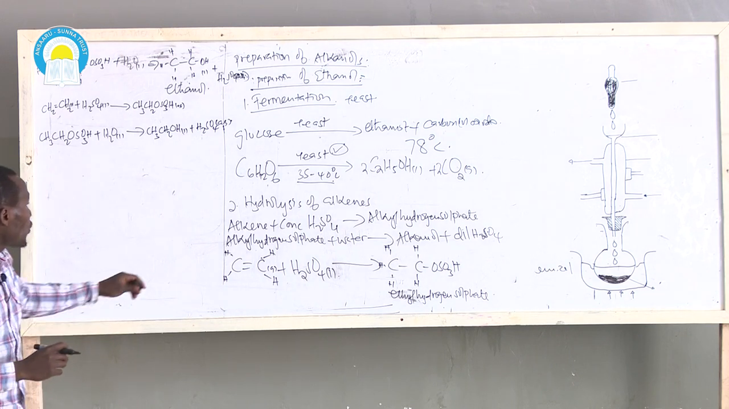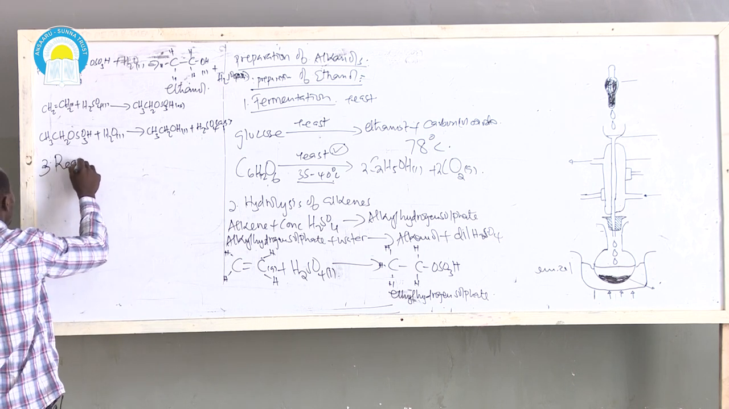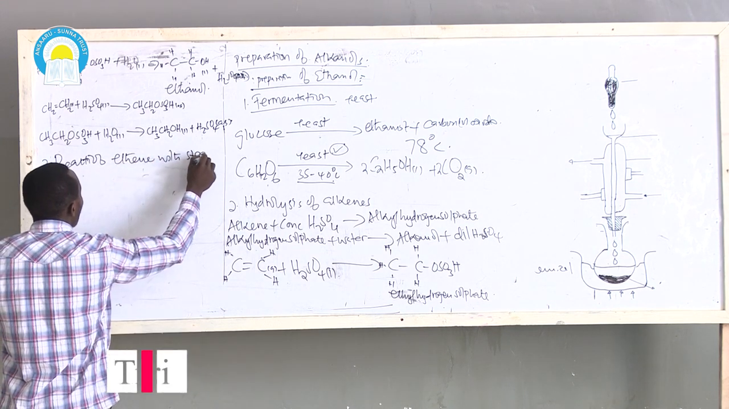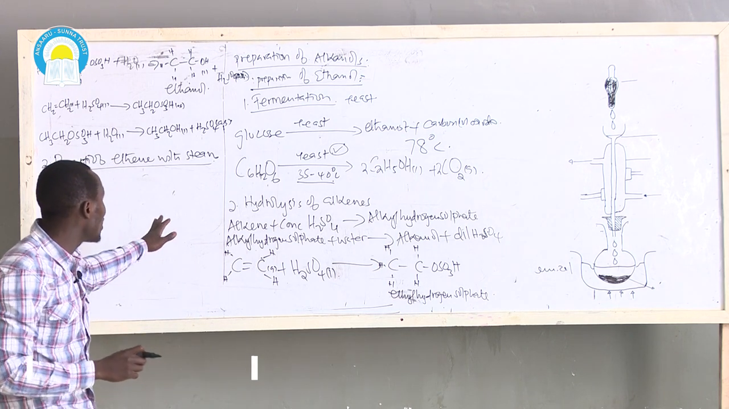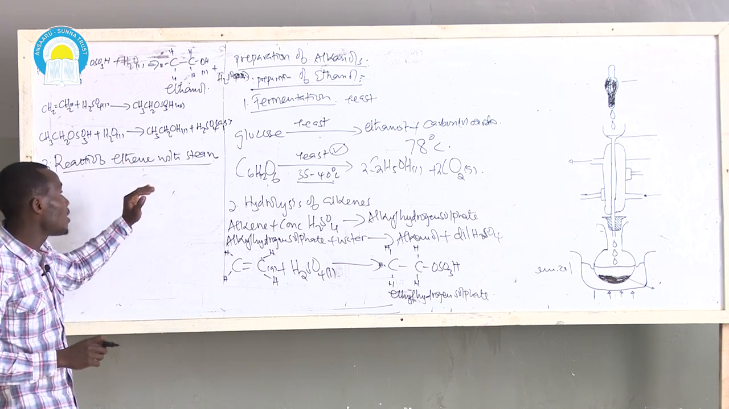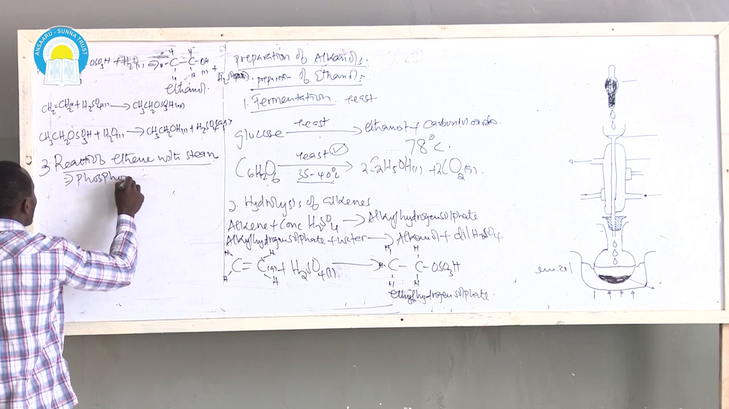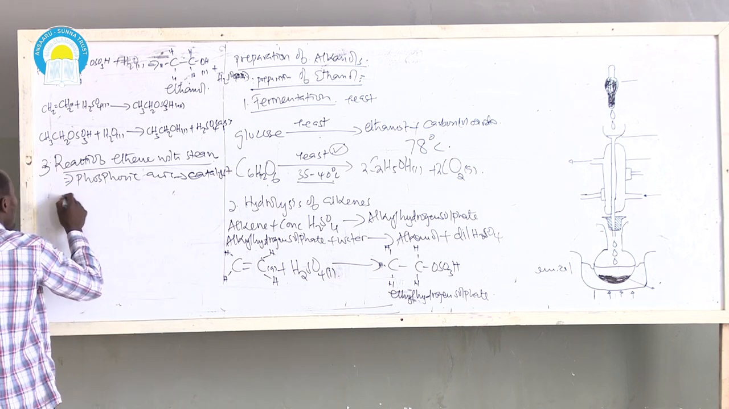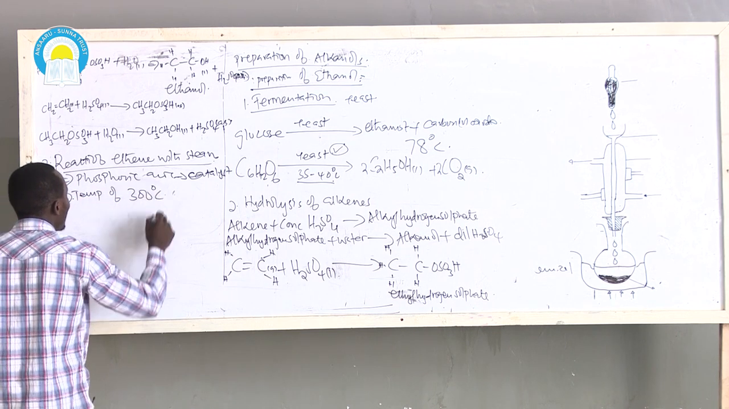Now the third method on how to prepare ethanol, we have reaction of ethene with steam. This forms the main method used in large-scale production of ethanol in industries, where we react unsaturated alkenes with steam. This reaction occurs in the presence of phosphoric acid, which acts as catalyst. This one here is being used as catalyst. And we also have a temperature of around 300 degrees Celsius.